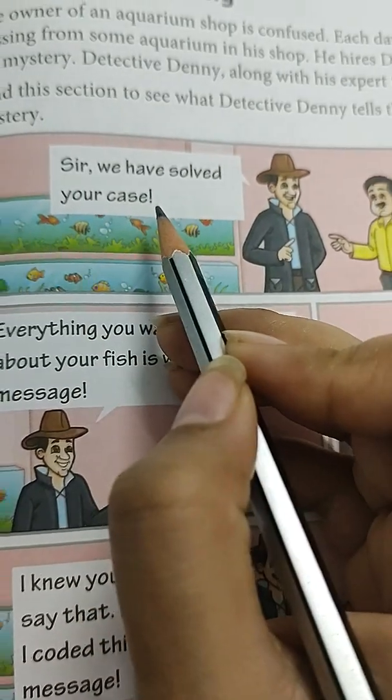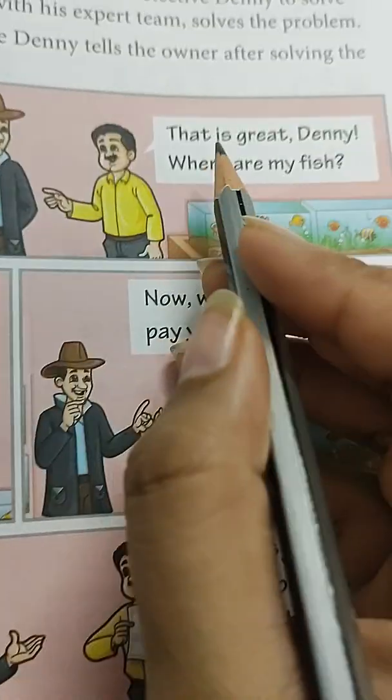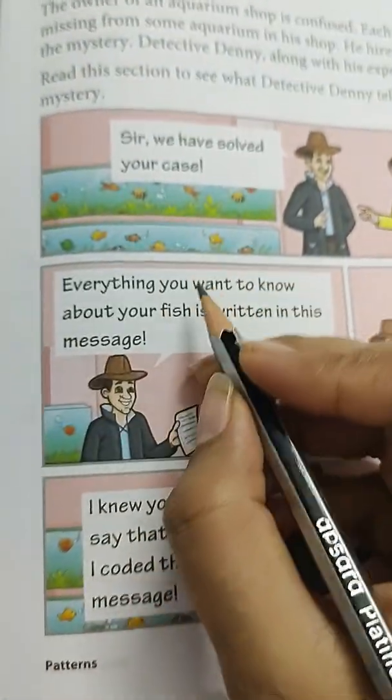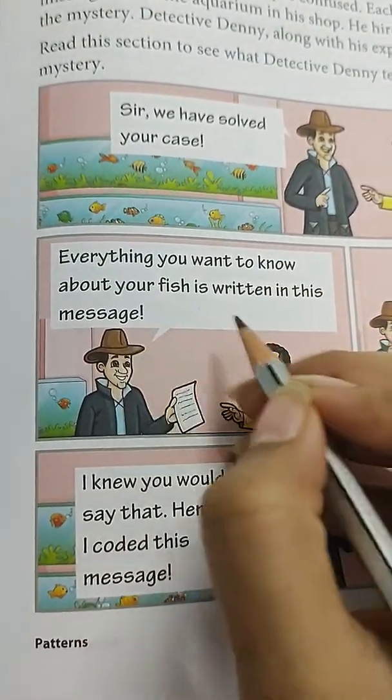"Sir, we have solved your case." Detective Danny said that yes, I have solved your case. "That's great. Danny, where is my fish?" We said, where is it? "Everything you want to know about your fish is written in this message." So I have written this in your message.